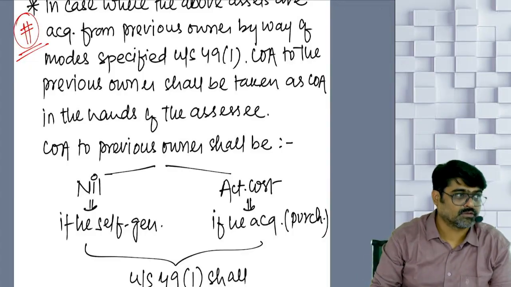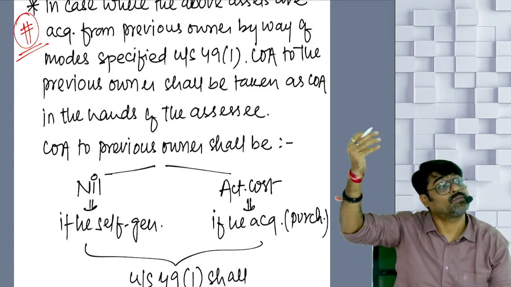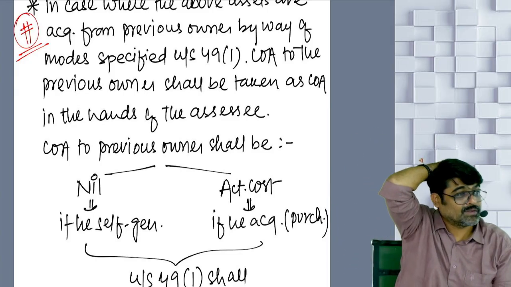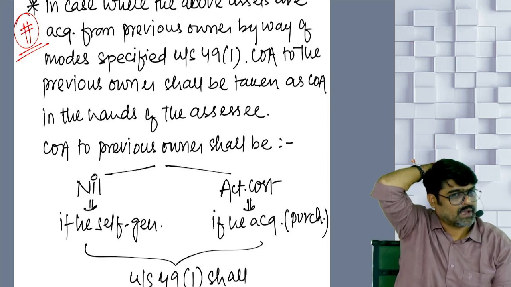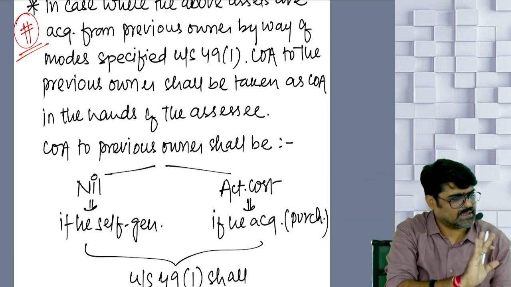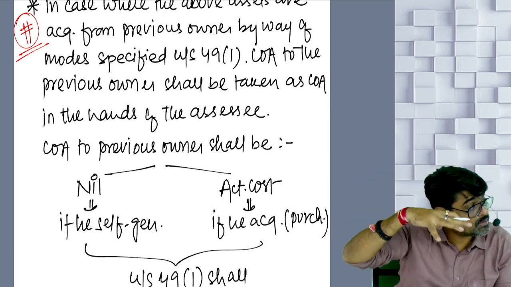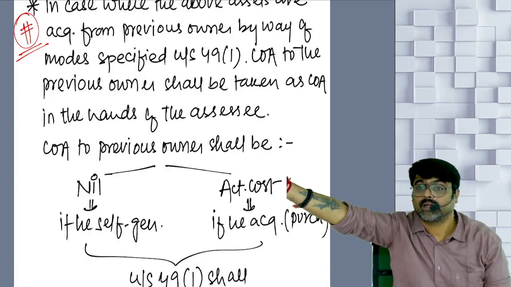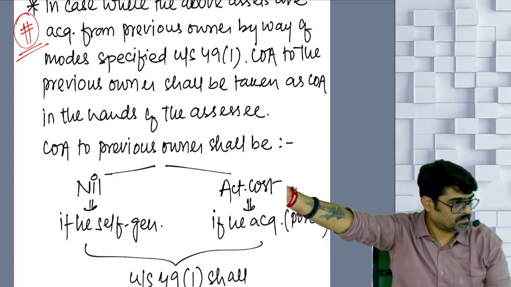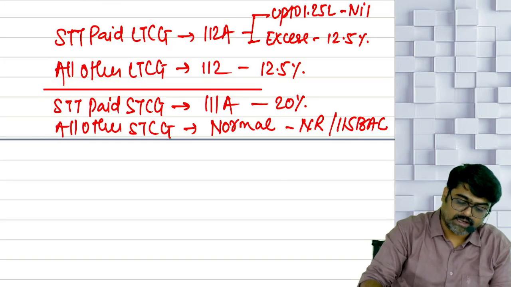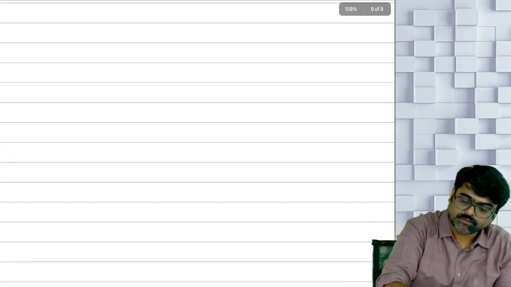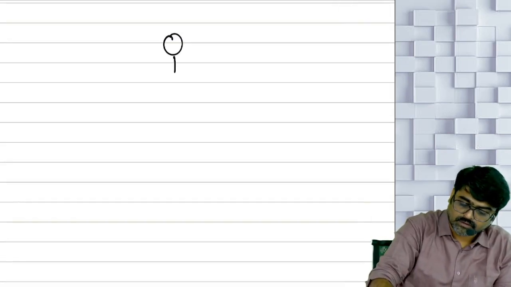So for this, I'll take you to section 49(1). I'm just giving you a basic idea. Just remember only whatever I am telling you right now. This will be done in detail in 49(1) and the later parts. But first of all, tell me, are you an assessee?